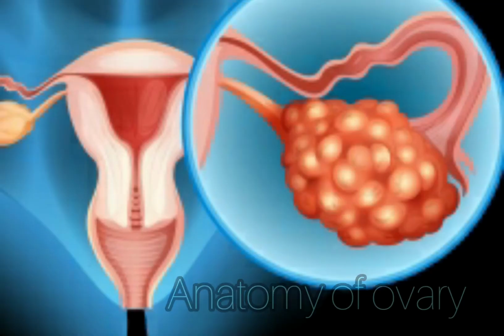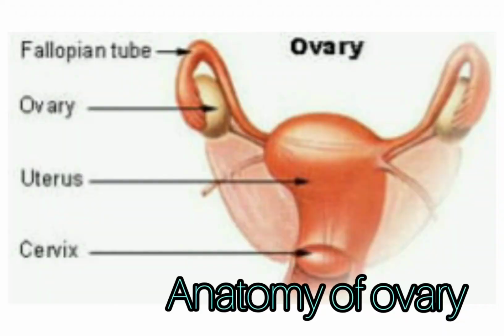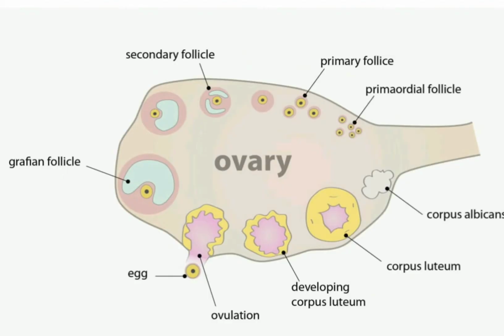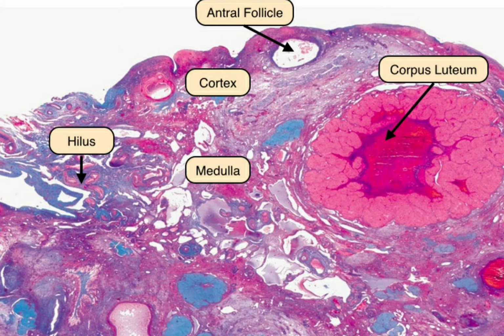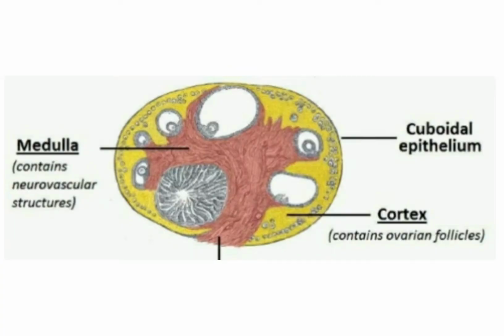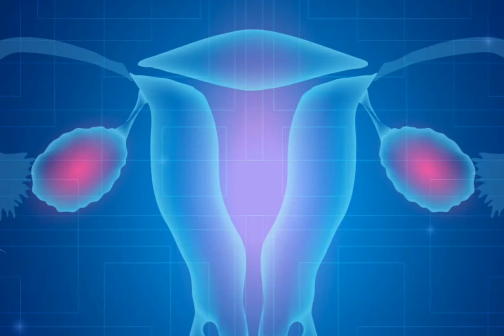The anatomy of the ovary. The outer region of the ovary is composed of developing follicles, and the middle region forms the stroma, which contains connective tissue, blood vessels and mature follicles. The stroma is divided into two regions, a peripheral cortex and an inner medulla.